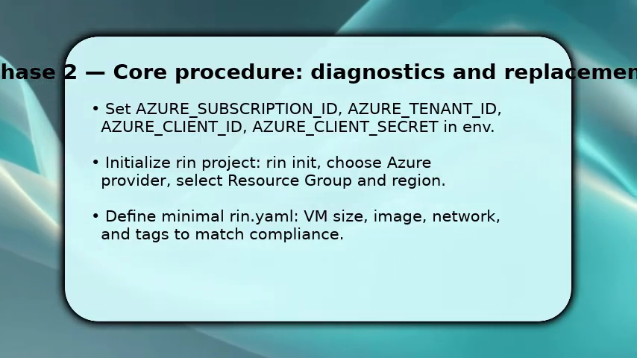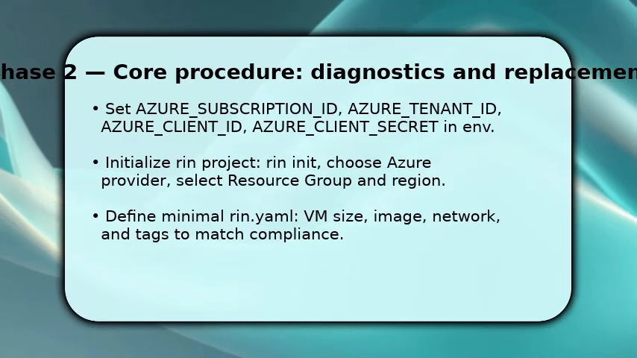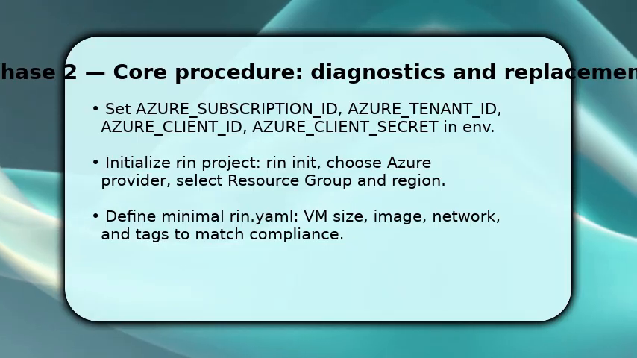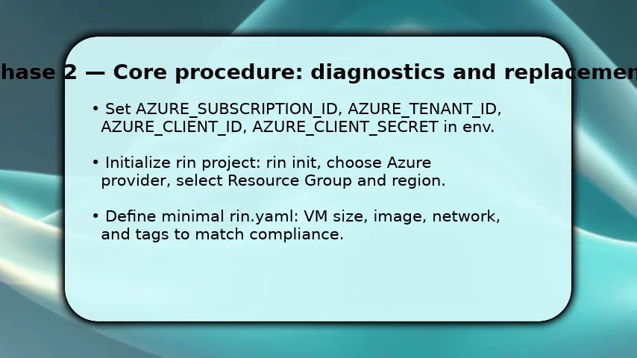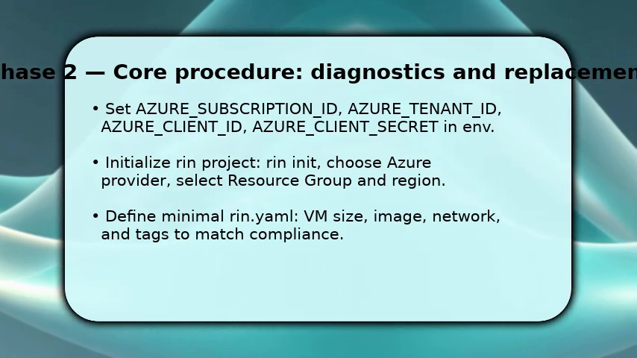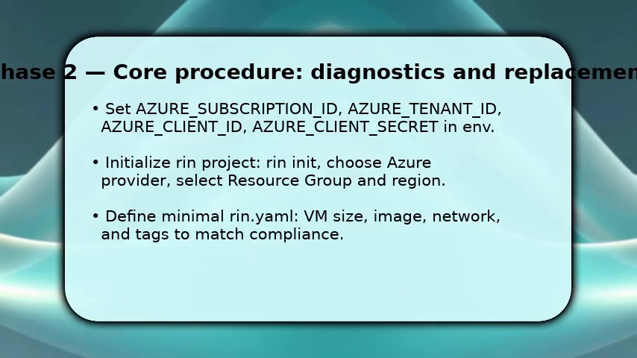After initialization, edit rin.yaml to declare resources: VM, SKU, image, virtual network, and tags. You do this so RIN can translate high-level intent into Azure ARM operations. Once configured, finally validate and deploy.